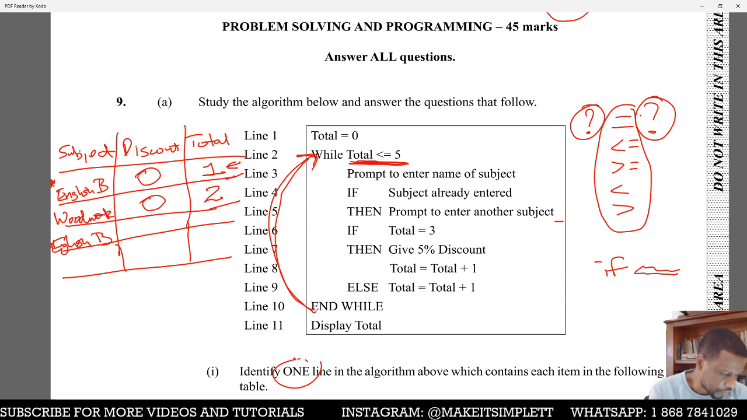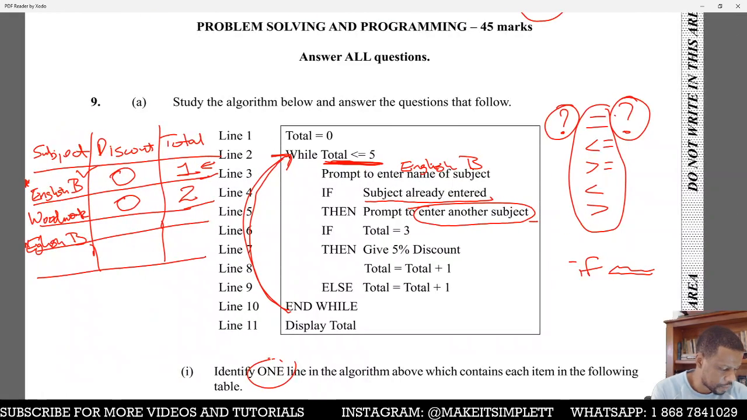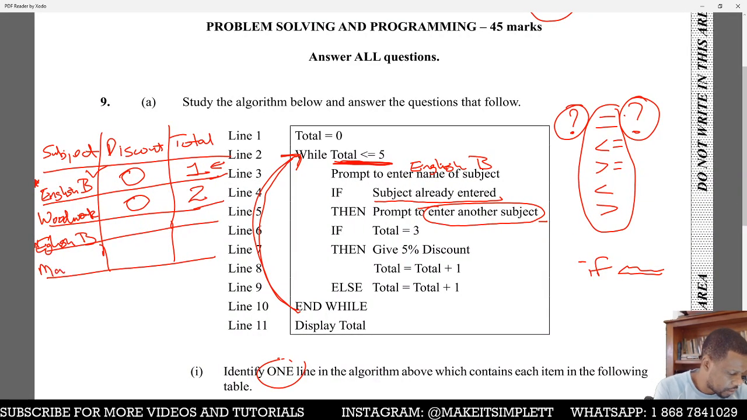greater than 5, right? So prompt to enter the name of our subject. This time we're going to get English B. So we got English B. And now they're going to say if the subject is already entered. Is English B already entered? Yes, because we got it here the first time. So now, this then is going to prompt to enter a new subject. So enter a new subject, that is now going to make us get mathematics.